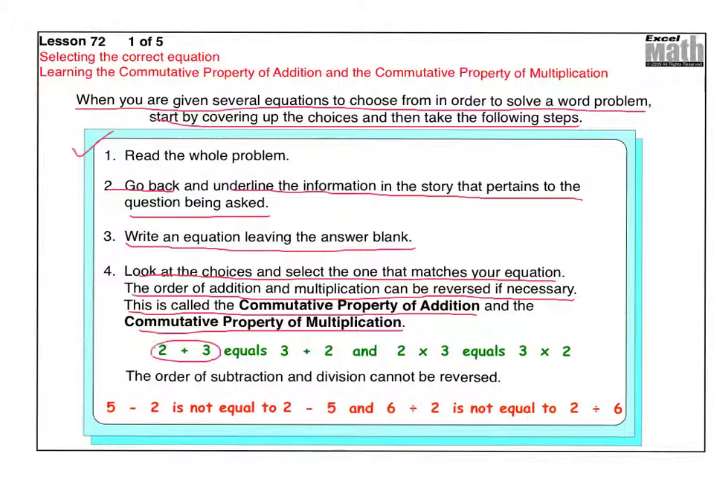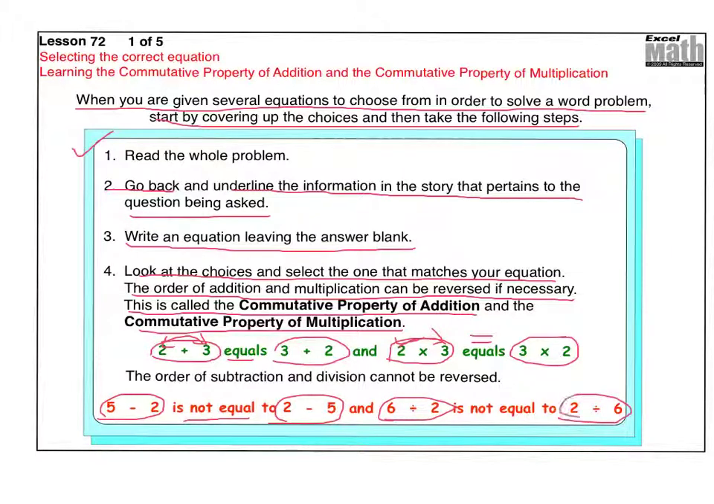2 plus 3 equals 3 plus 2. You all know that. You can switch the numbers around in an addition problem. It's the exact same thing. 2 times 3 equals 3 times 2, because you can switch the numbers around in multiplication. 5 minus 2 in subtraction does not work. That's not equal to 2 minus 5. It's not the same thing. 6 divided by 2 is not equal to 2 divided by 6. You cannot switch the numbers around in division, and you cannot switch the numbers around in subtraction. But with addition and multiplication, the commutative property works.